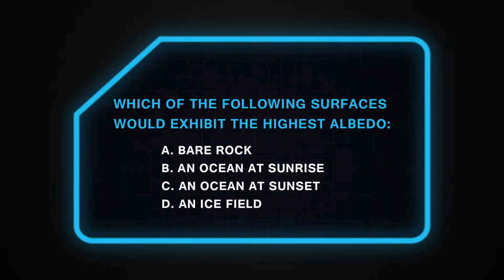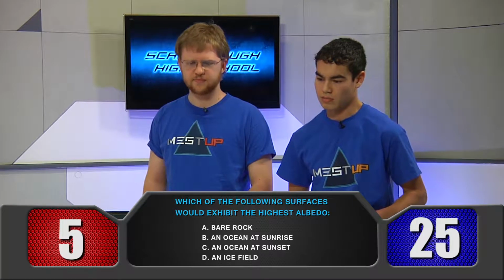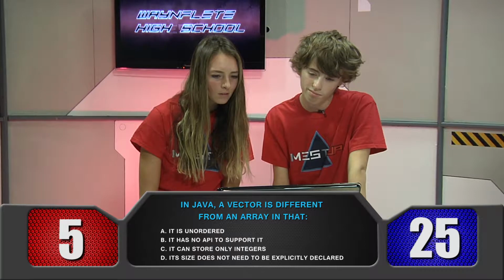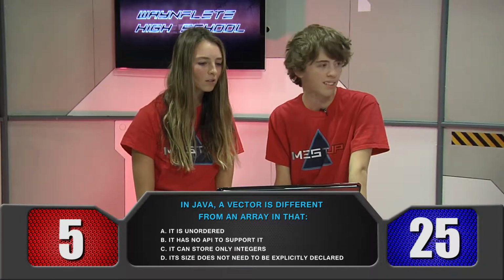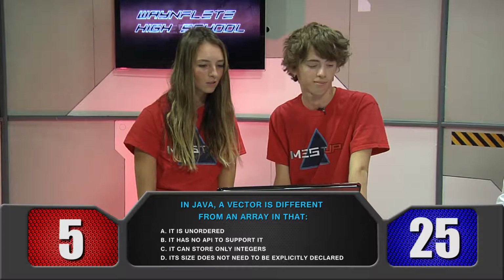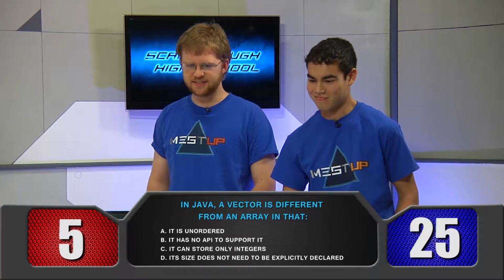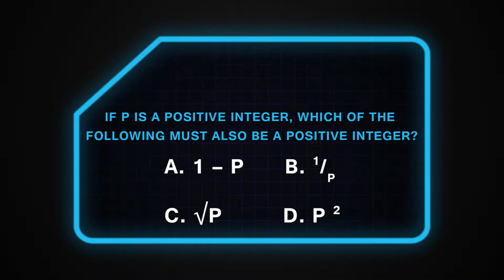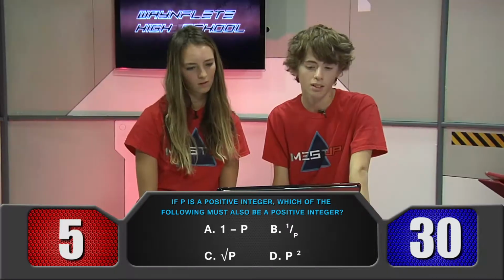Which of the following surfaces would exhibit the highest albedo? Blue team. D. An ice field. Correct. Number eight. In Java, a vector is different from an array in that... Red team. A. Incorrect. Blue team. D. That is correct. And number nine, if p is a positive integer, which of the following must also be a positive integer? Red team. D. P squared.